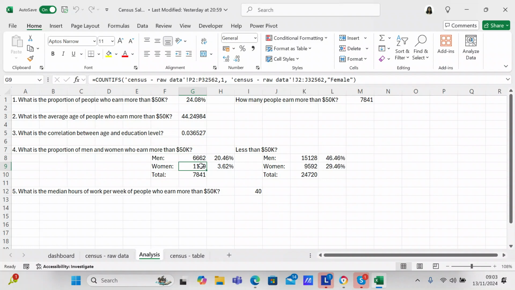And the proportion of women is the exact same formula, but instead of asking if it's a male, you ask if it's a female. And we had 1179, and that's 3.62%. So you can see that there are significantly fewer women earning more than 50K than men. So you see that there's a disparity between women's earnings and men's earnings. I would say more than 5 times more men earn more than 50K than women. And then we totaled that up, and that was 7841, which is the total that we wanted over here, the 7841.